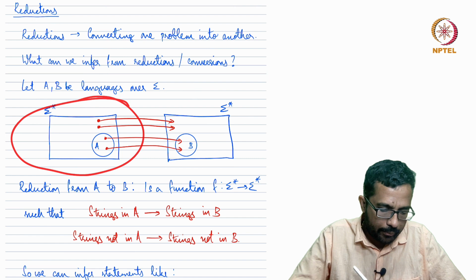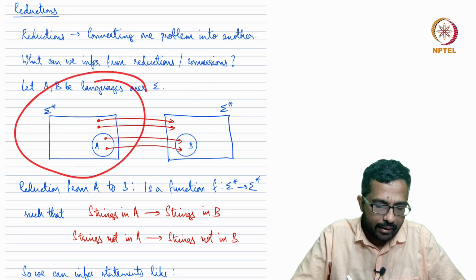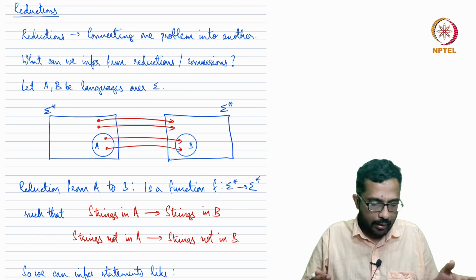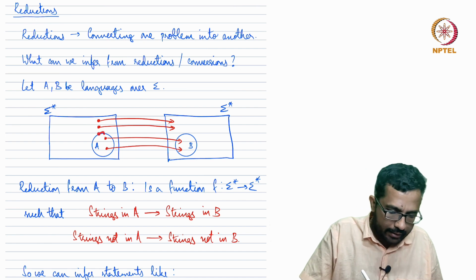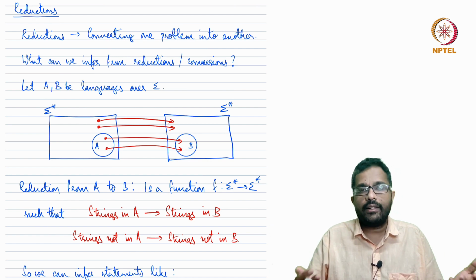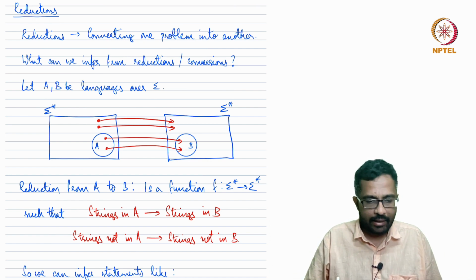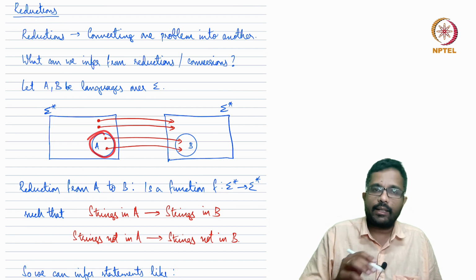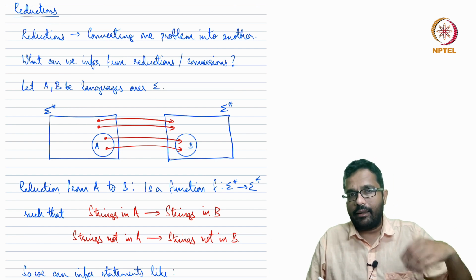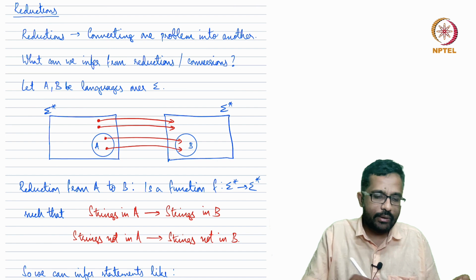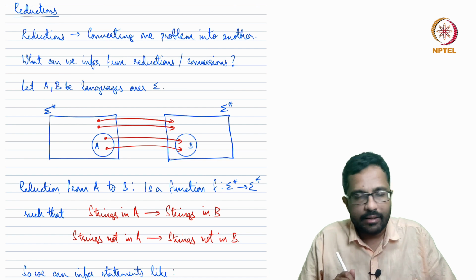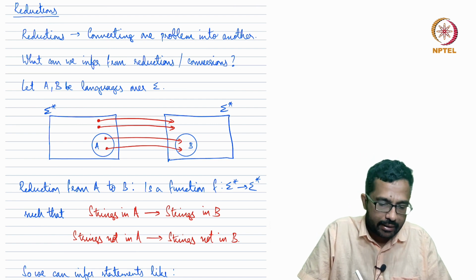Here we have sigma star in the rectangle on the left side, and A as the small circle over here. Instead of a problem, I am calling it a set. For instance, maybe the question is, does this given string have an odd number of ones? A will be the set of all strings that have an odd number of ones, and sigma star is the set of all strings. Now, instead of asking does the given string have an odd number of ones, we can equivalently ask is the given string in A. Similarly, maybe B is: is the given string a palindrome? So B is the set of all palindromes.